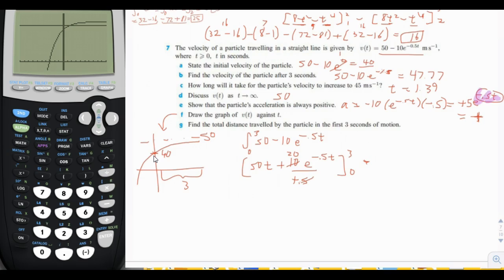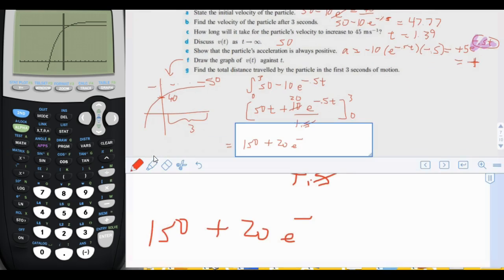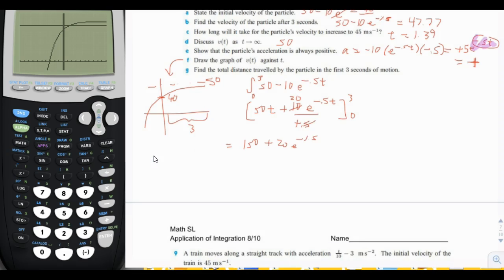So, and then we can evaluate this. First we're going to put 3 in here. So we'll have 50 times 3, which is 150, plus 20 e to the negative 1.5, right? If you put 3 in for t. And then you subtract 50t with 0 plugged in, which would be 0, and then you would subtract 20 e to the 0, which is just minus 20. So the answer would be 130 plus 20 e to the negative 1.5.